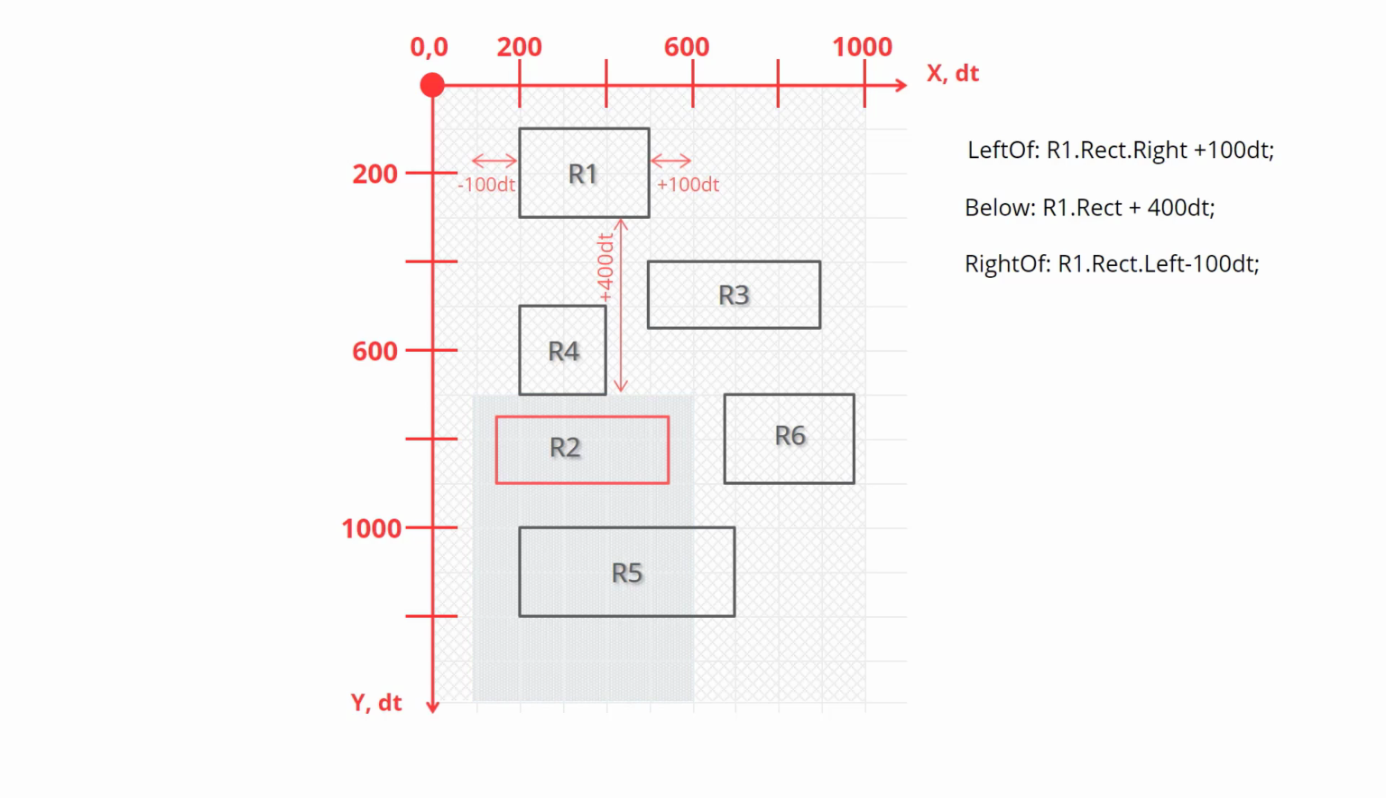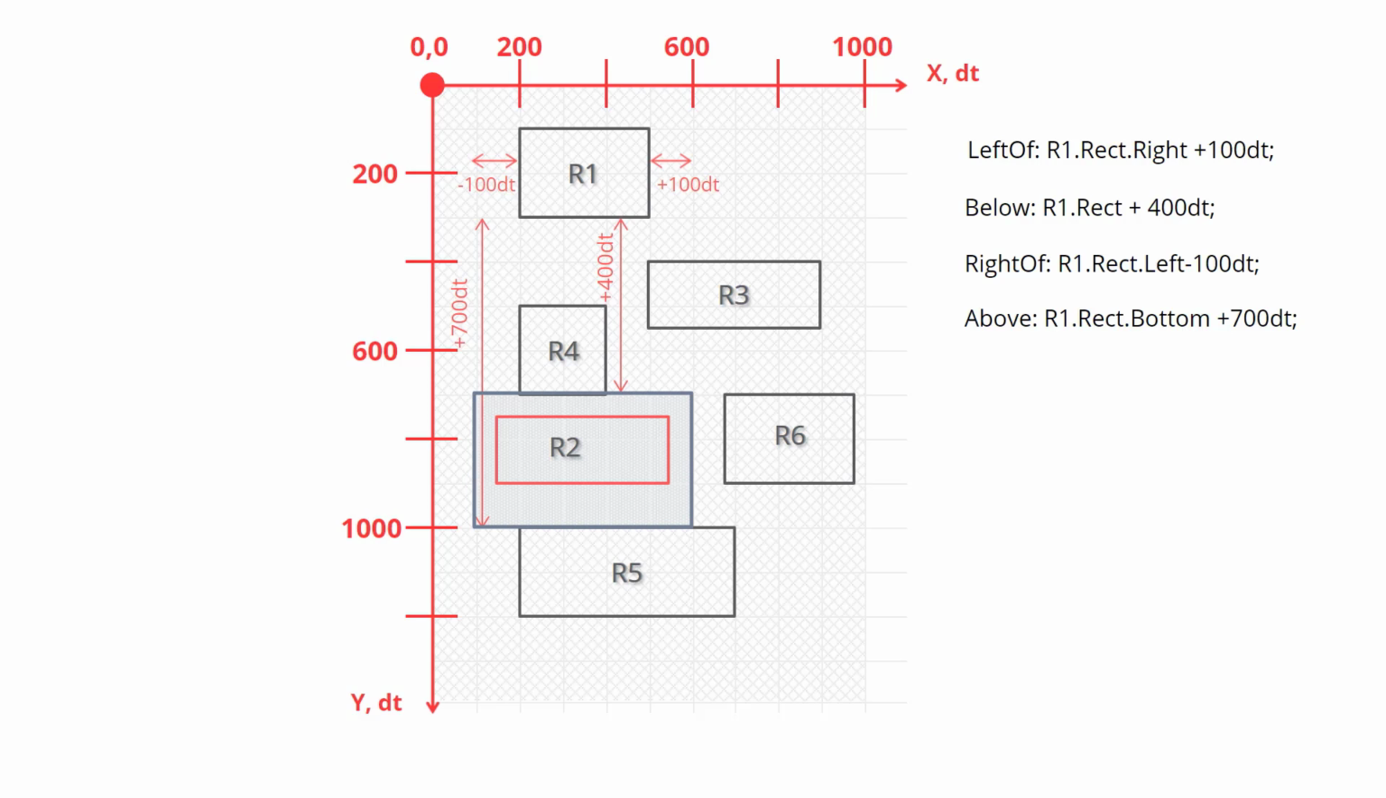Finally, if we need to limit the search area from the bottom, we can introduce one more relation: "above R1.rect.bottom plus 700 dots." This combination creates a precise search area that exclusively contains the targeted area illustrated by the R2 rectangle. After some practice, expressions such as "left of right" or "above the bottom" become intuitive, even if they seem initially complex. You'll soon find it comfortable to use such expressions to define search areas in the extraction rules activity.